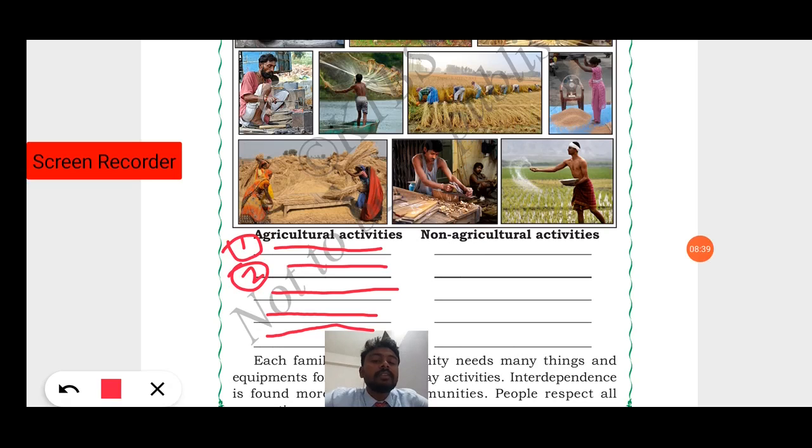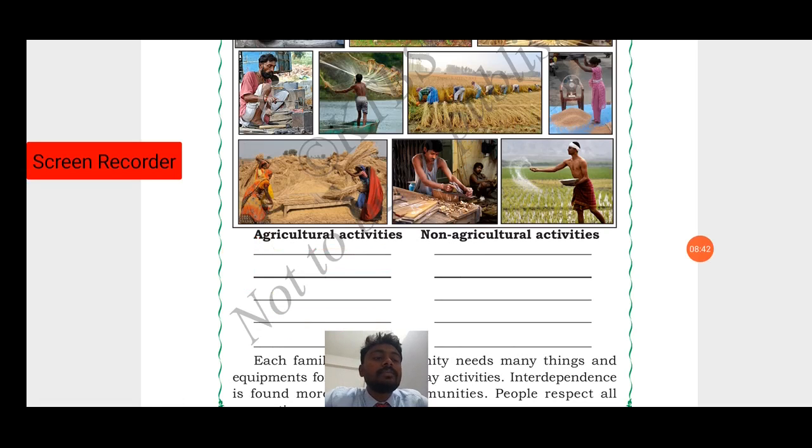Okay, so you write the first one. Take the pencils. Page number 34. First one in agriculture activities, cultivation of soil. Spelling: cultivation of soil. So first one. Okay, see the second one, cropping, C-R-O-P-P-I-N-G, cropping.